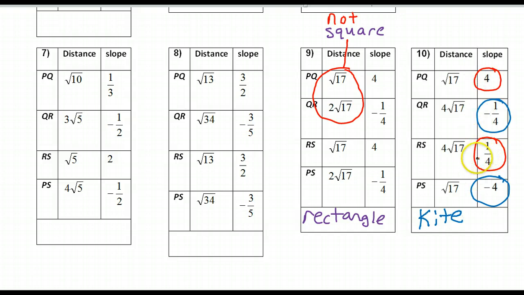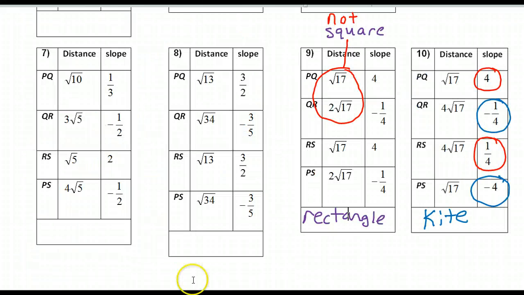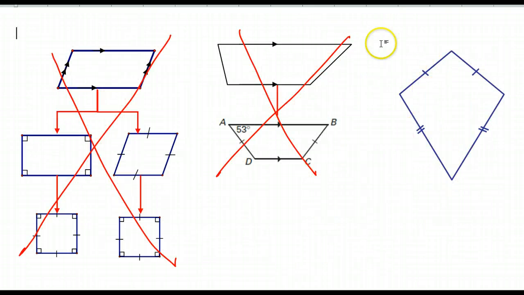Alright, well let's go ahead and break it down and make it real clear why it is a kite. Remember, if it's going to be a kite, it should have two pairs of consecutive sides that are the same. Not opposite sides, but the ones right next to each other should be congruent. So looking back at our chart, please understand that these two right here are consecutive sides. 4 radical 17 and 4 radical 17. See how they're right next to each other on the chart? Those are consecutive sides that are the same. That's just what you would expect from a kite.